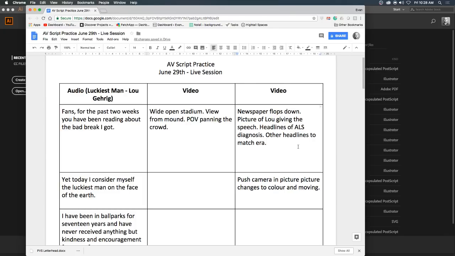There's a version of a newspaper flopping down, picture of Lou Gehrig giving speech and headlines of ALS diagnosis, where I just draw in Illustrator a rectangle with some lines, and it's very quick. I could probably bang that out in an hour, right? But if you want the newspaper to flop more realistically, if you want the pages to ruffle a bit, if the wind is going to blow one of the corners, all of these decisions that you can make early can determine how long this will actually take you to do.